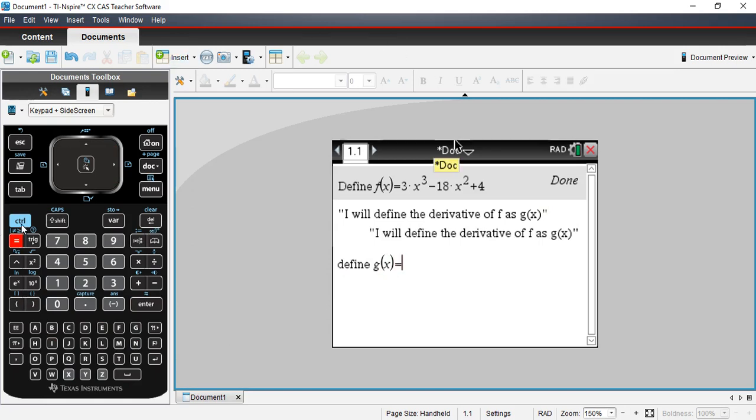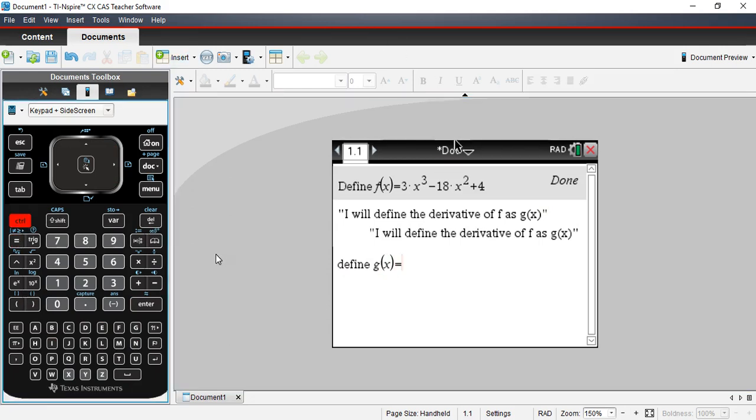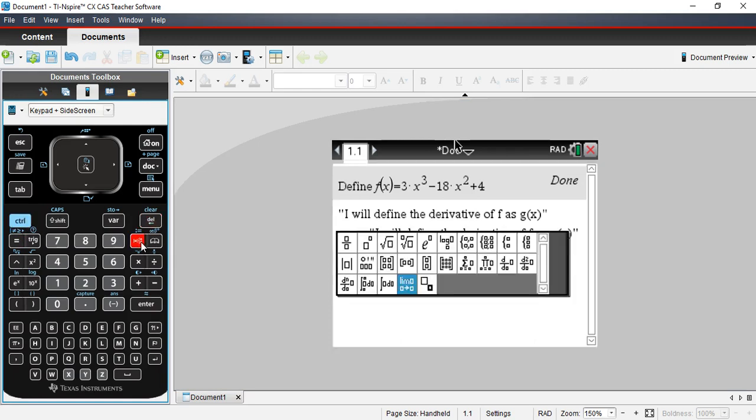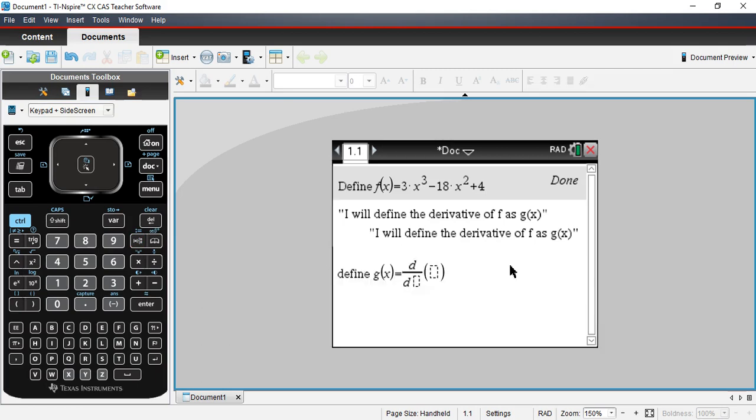Now the way to do it is control. Actually, you don't have the control. Just go to this one. The one that is next to the book. And you can see d dx is this one. So we're going to select d dx. We're going to do d dx of f of x is what we're trying to do. So this is saying that g of x is the derivative of f of x.